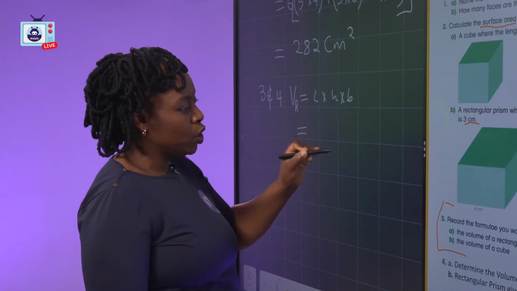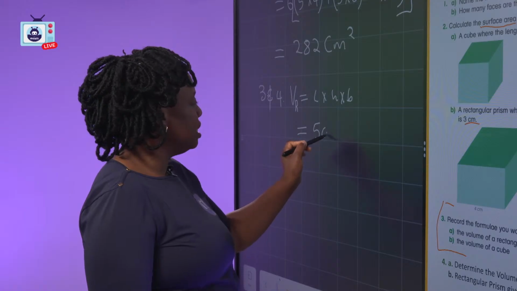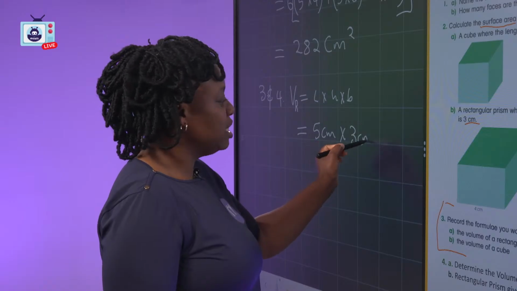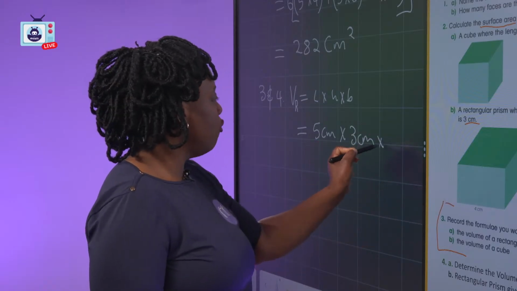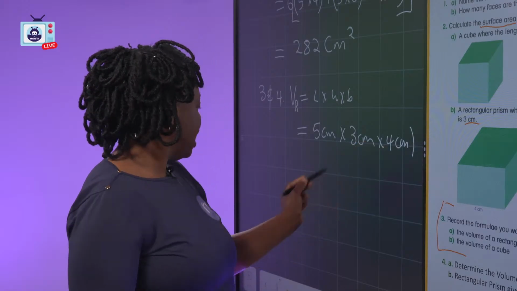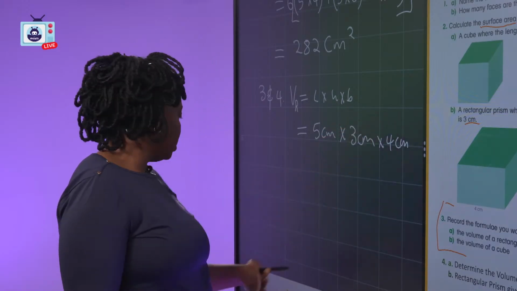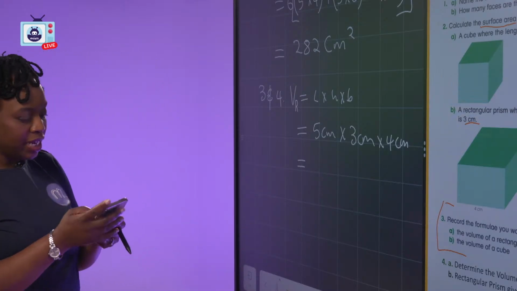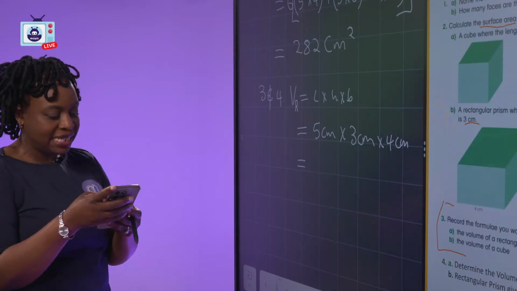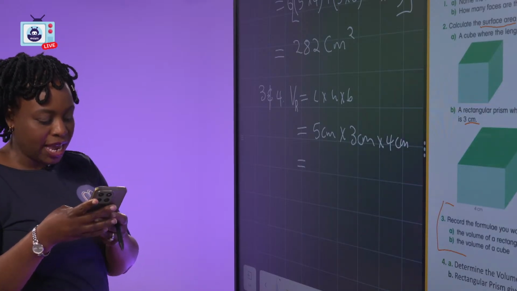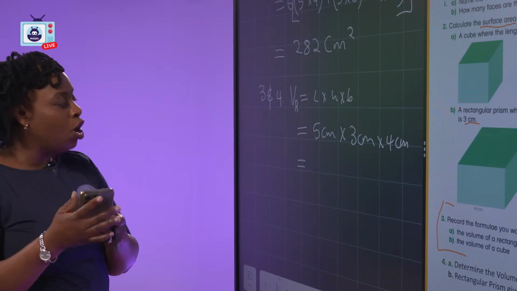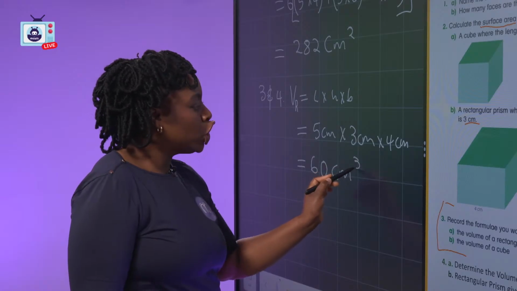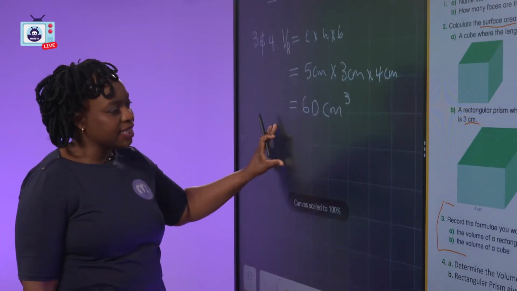It will be length, which our length is 5 centimeters. Multiply that with our height, which is 3 centimeters, and our breadth, which is 4 centimeters. Multiply this together, and then you get your answer. Let's quickly do that. That is going to be 5 times 3 times 4. That should be 60, if I'm not mistaken. Let me just quickly check. That is 5 times 3 times 4. Yes, of course, that is 60 centimeters cubed because it is a volume.